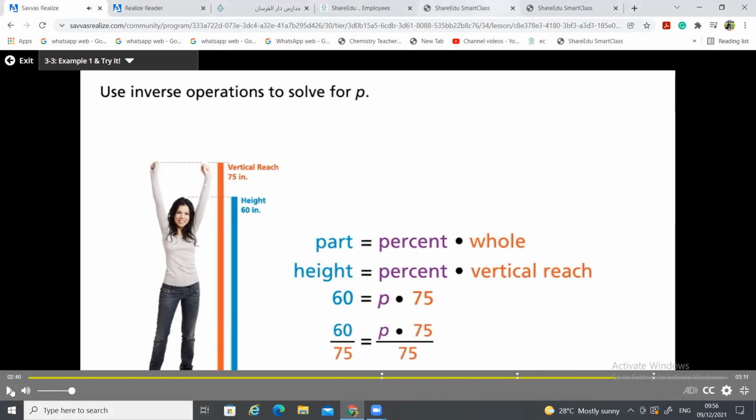I taught you in another way. How did I teach you? I said, if 60 equals 75 P, to find P, where is 75? It will go to the other side. Multiplication, this relation is multiplication, it goes and becomes division. Do you remember this? You remember this, Ghalia? Yeah. You know this? And Rital?